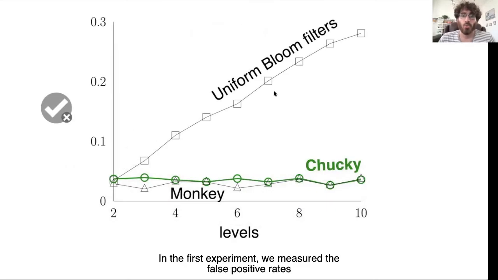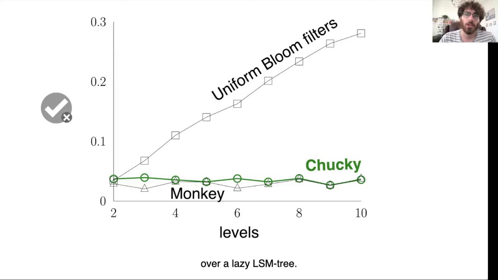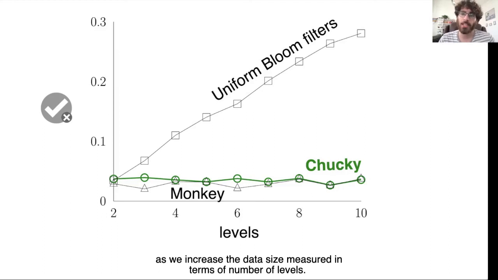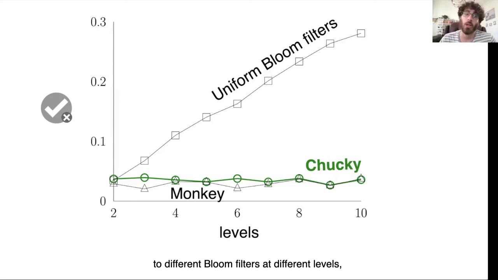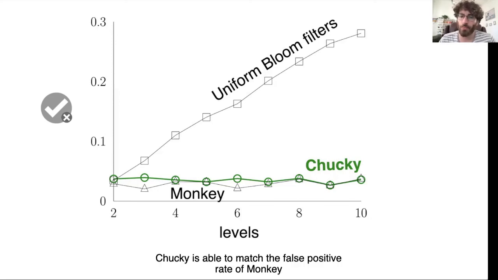In the first experiment, we measured the false positive rate over a lazy LSM tree as we increased the data size measured in terms of number of levels. We observed that with the uniform Bloom filters with fixed false positive rates, the overall false positive rate across the LSM tree increases with data size, while with Monkey, which assigns variable and optimal false positive rates to different Bloom filters at different levels, the false positive rate stays fixed with data growth. Chucky is able to match the false positive rate of Monkey by virtue of compressing its level ID information and thus allowing fingerprints to stay large as the data size grows.